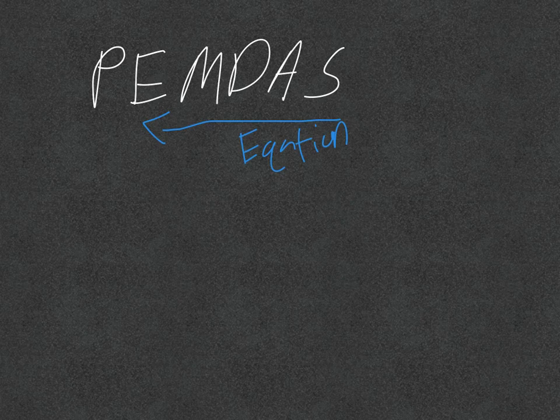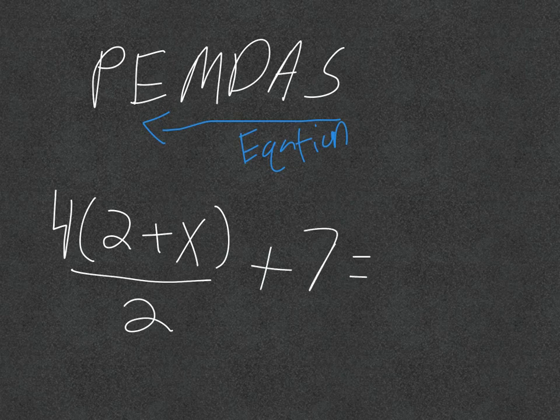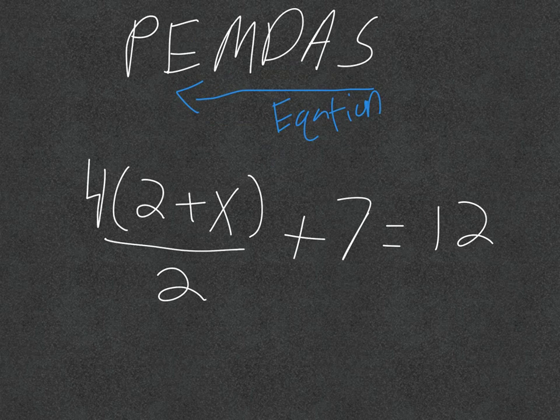So what does that mean? Exactly, you're saying, I'm confused. Let's just make up a random equation. We're going to say 2 plus x, and then we're going to multiply that by 4 and divide it by 2 and add 7 to it, and that equals, I don't know, 12. Okay, so this is our equation. I just made this up, so it might not turn out quite right.